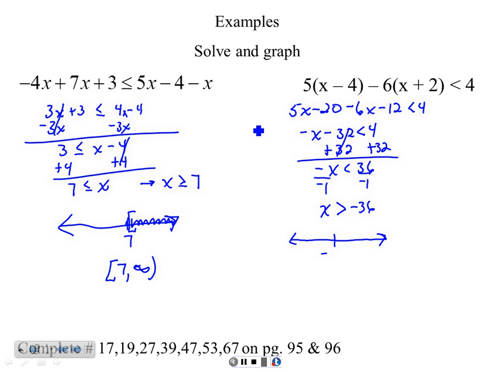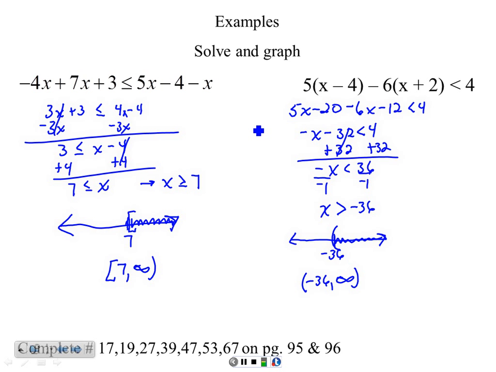So -36 is our starting point. X is going to be greater than, cannot be equal to, so it's going to be a parenthesis, and we are going to color to the right. So our interval notation is going to be open parenthesis, -36, all the way to positive infinity, close parenthesis.